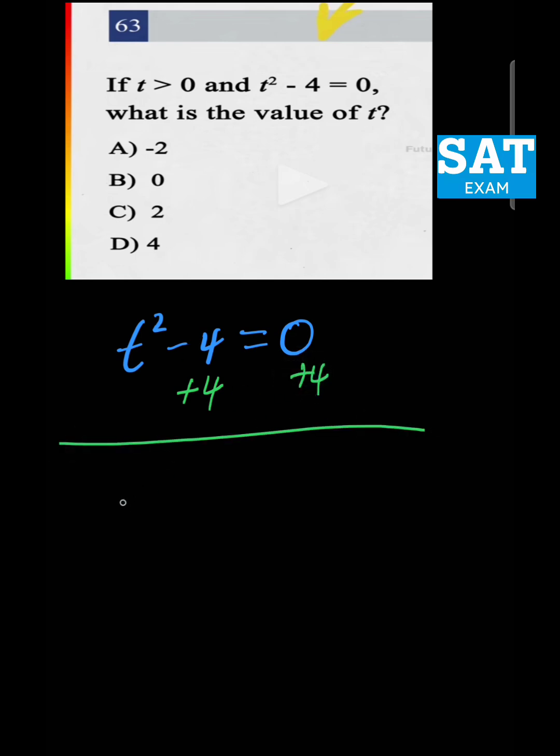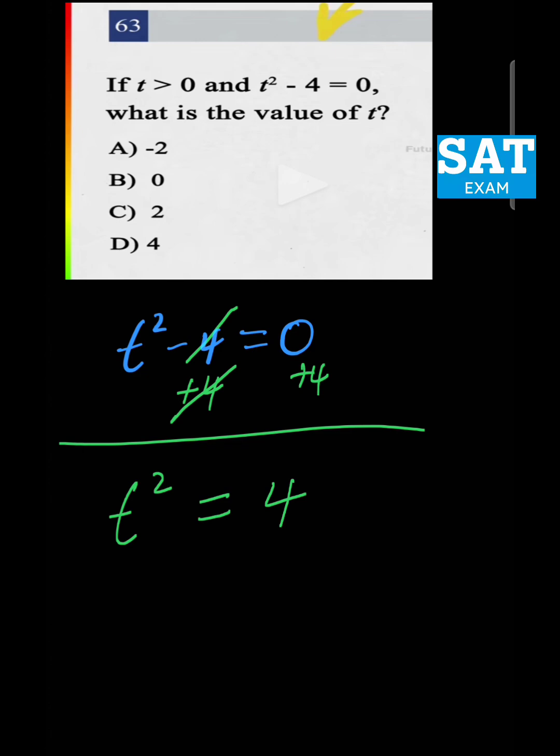If t is greater than 0 and t square minus 4 is equal to 0, what is the value of t? Now, the equation given in this question is t square minus 4 is equal to 0, where t is greater than 0, right? So now let's solve for the value of t from this equation. The first thing we need to do is to add 4 to both sides of the equation. When we do that, we're going to have t square, negative 4 and positive 4 cancel, equal to 0 plus 4, which is going to give us 4.